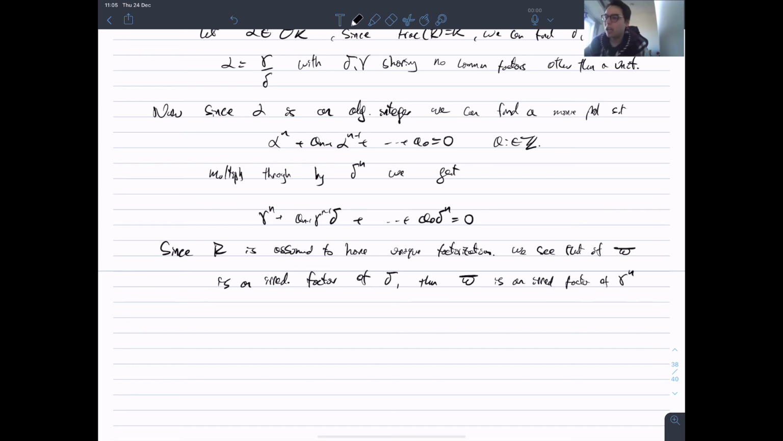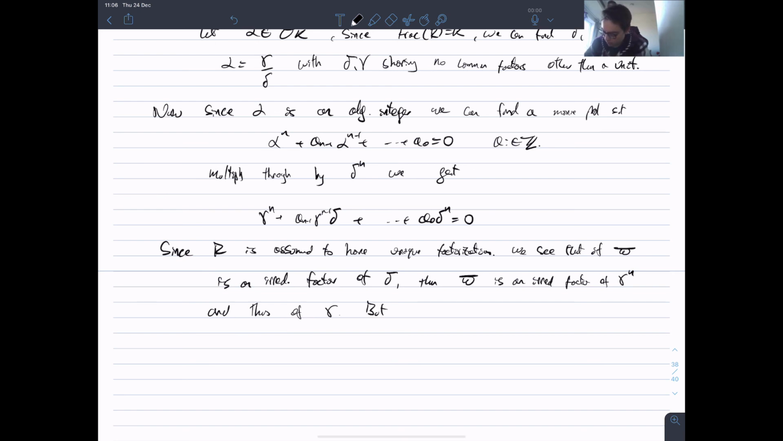of gamma to the n, and thus, if I take any irreducible factor pi of delta, it's going to show up in all of these. So if it shows up in all of these things, it's going to have to show up in gamma to the n, and therefore have to show up in gamma, again because we're assuming we have unique factorization, to be a factor of gamma to the n, and thus of gamma.